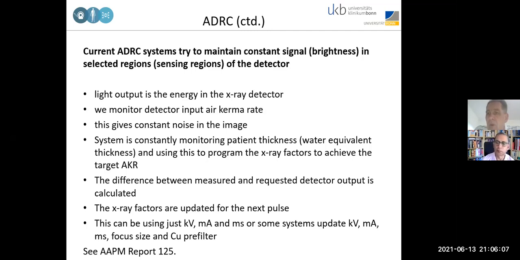In the system, you know, the water equivalent system. This is what the machine does. The difference between the measured and the requested output is then calculated, and the X-ray factors are updated for the next pulse. That is what your ADRC is doing. And this could be used for adapting kV, mA and ms for some systems. If you would like to have more details on how you could do that, see the AAPM report 425. It's very detailed, written there. It would exceed my talk today if I went very deep into these details.